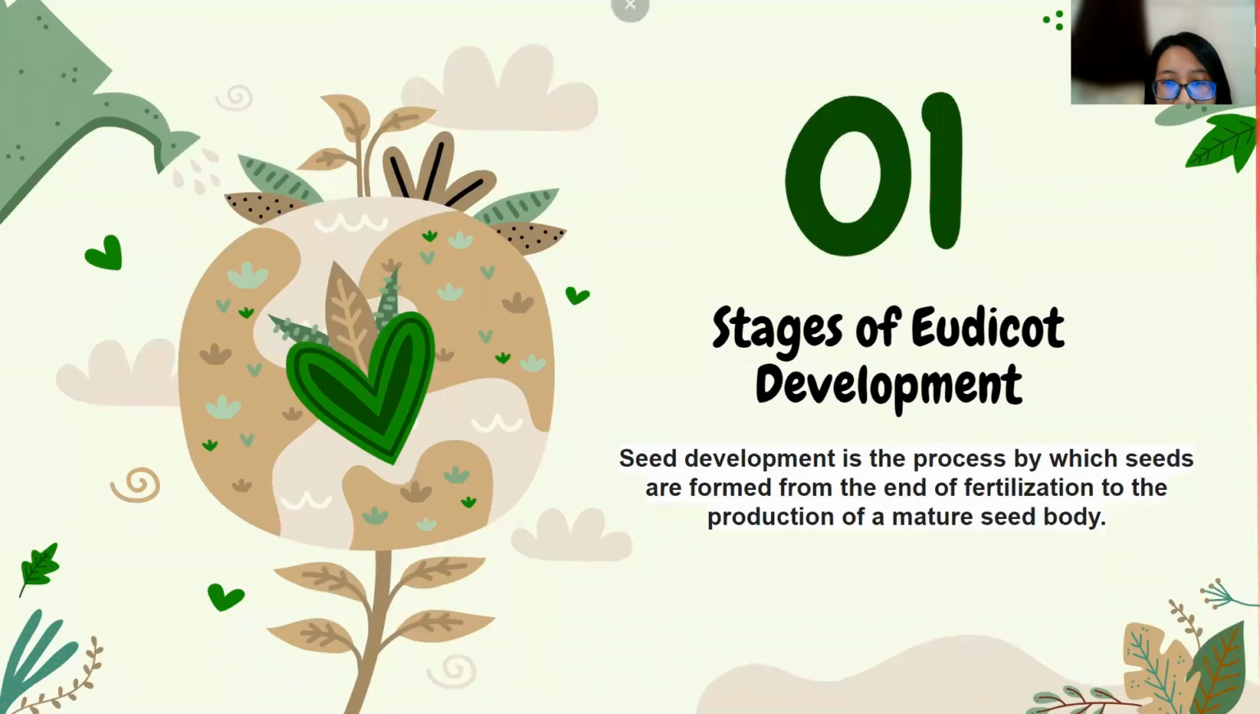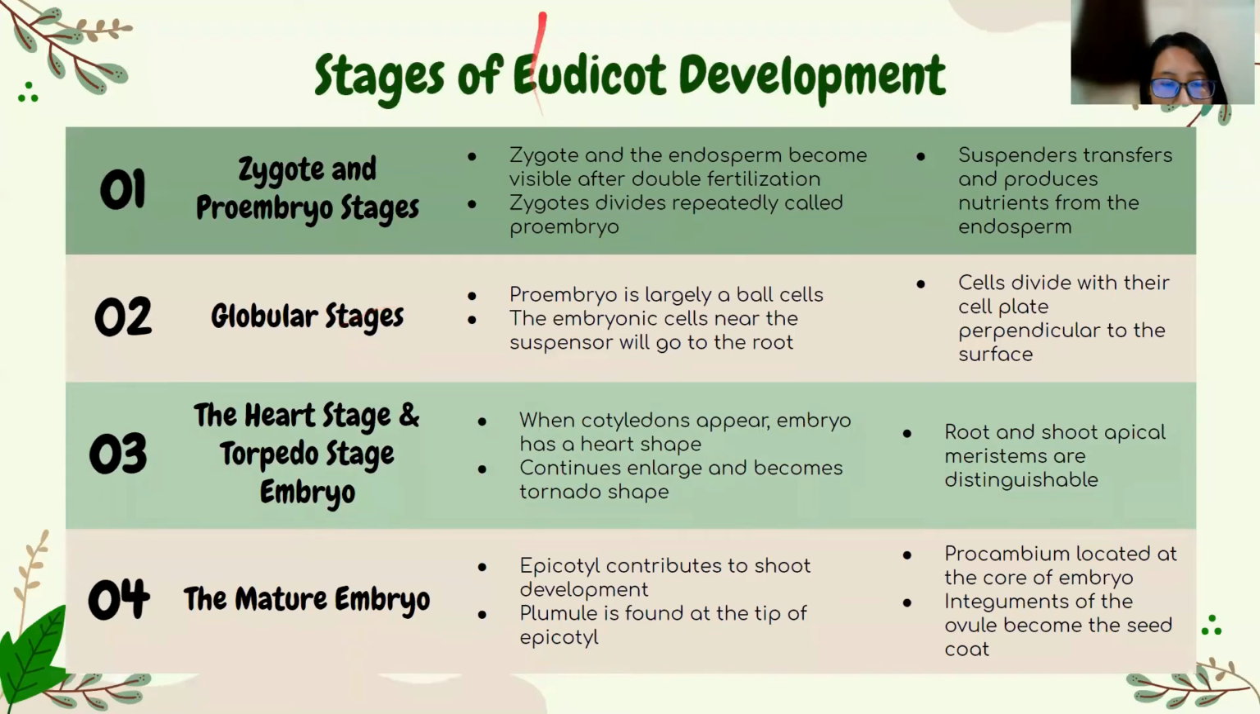Assalamualaikum and Selamat Sejahtera. My name is Nek Alicia, and we're going to continue on with stages of eudicot development, which is seed development, the process by which seeds are formed from the end of fertilization to produce a mature seed body. So there are 4 stages. Actually, there are more, but we shorten it to 4 stages. There's the zygote and proembryo stage, globular stage, heart stage, torpedo stage, and the mature embryo.